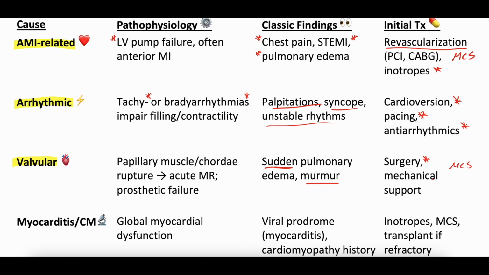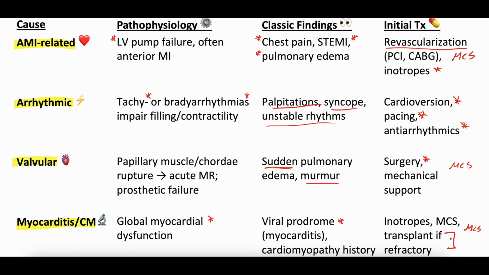Most of them will need surgery to fix that valve, whether it's invasive or minimally invasive. And then another cause of cardiogenic shock is myocarditis, right? This is usually global myocardial dysfunction. That whole myocardium is inflamed and not working. Often it's viral in origin, although there's multiple different causes of myocarditis. And then these patients, again, might need MCS, mechanical circulatory support, to bridge them.